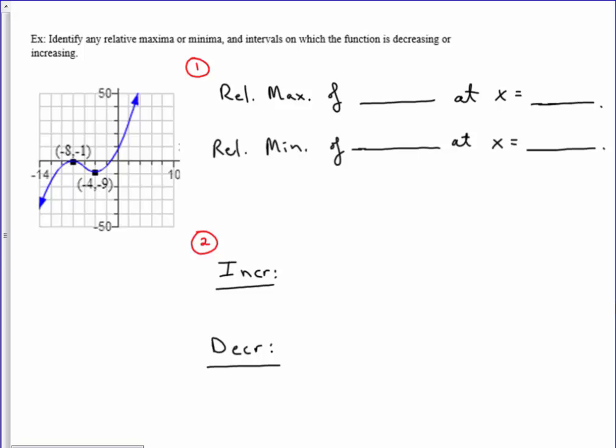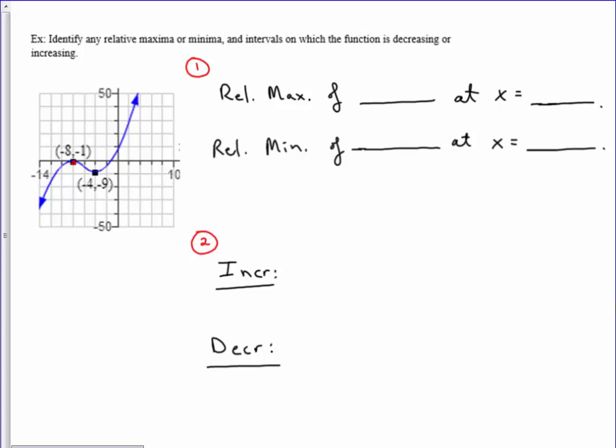For this example, we are asked to perform two tasks. The first task is to find the relative maximum or minimums. The second is to find the intervals on which the function is decreasing or increasing. For the first task, to find the relative maximum, we need to find a point that is higher than any other point in its vicinity.